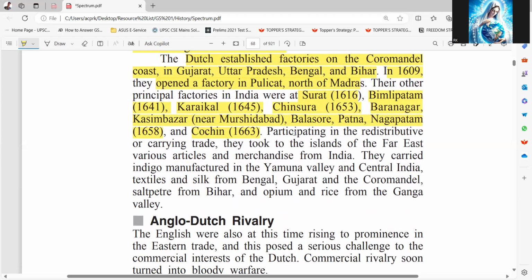Participating in the redistributive or carrying trade, they took to the islands of the Far East various articles and merchandise from India. They carried indigo manufactured in the Yamuna Valley and central India, textiles and silk from Bengal, Gujarat and the Coromandel, saltpeter from Bihar, and opium and rice from the Ganga Valley.